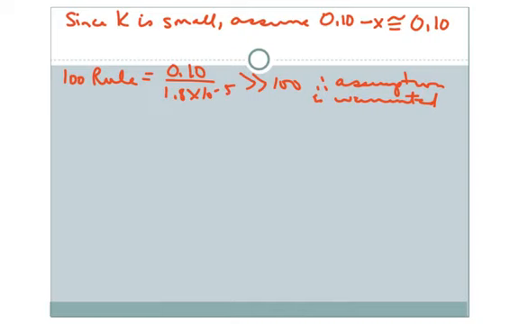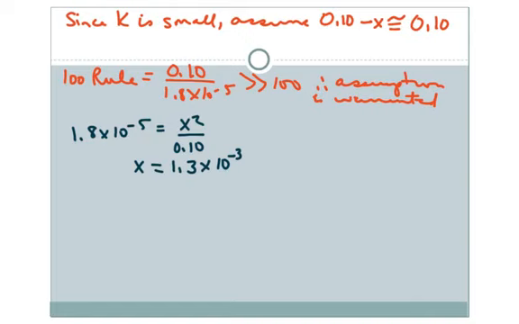So now we can just substitute and solve. My denominator has become a little less fussy. We can rearrange, solve, square root, etc. And we should get an x value of 1.3 times 10 to the negative 3 here. The last hoop I have to jump through is the 5% rule.